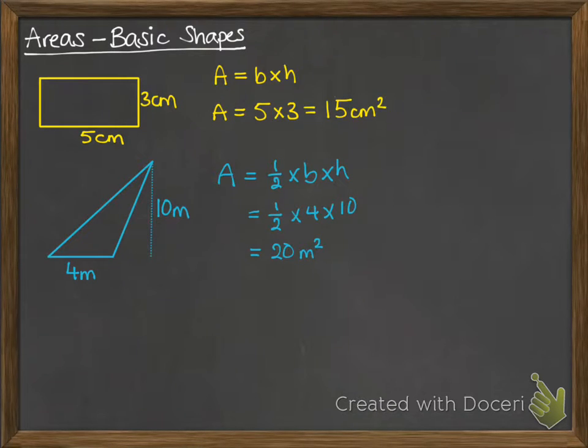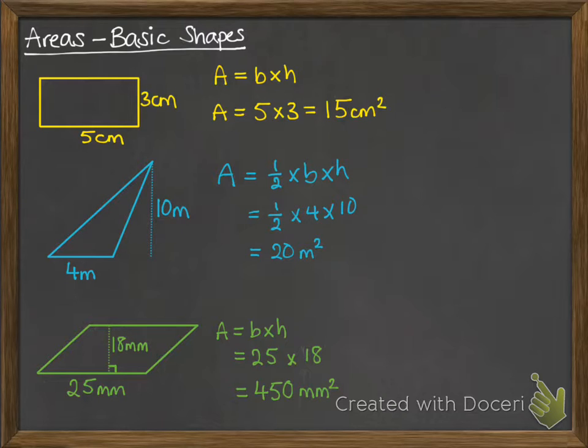Next one is for triangles, and you're doing half times the base times the height. You need to make sure that you get the perpendicular height of a triangle. That's the only tricky part, really. So you can see on this one, the perpendicular height is actually outside of the triangle, that 10 meters there. So we've got half times base times height, which is half times 4 times 10, so that's 20 meters squared. Also make sure you include the right units.